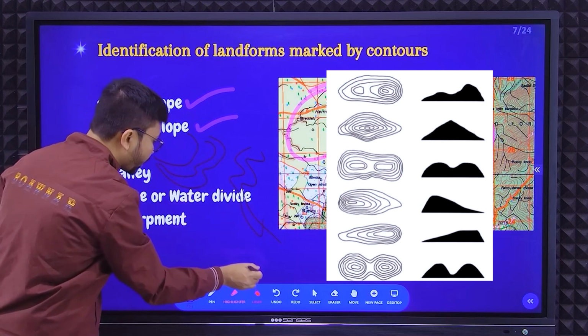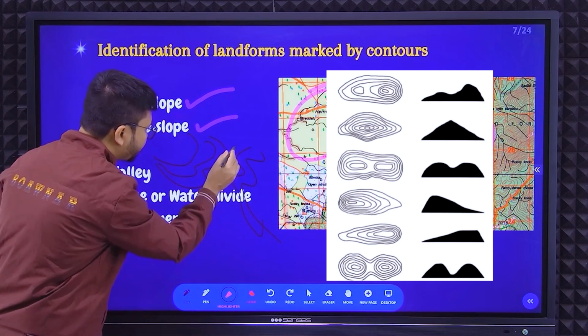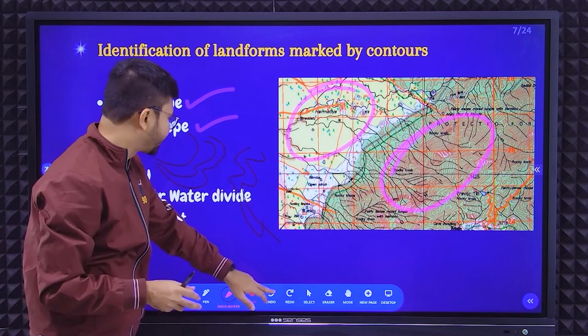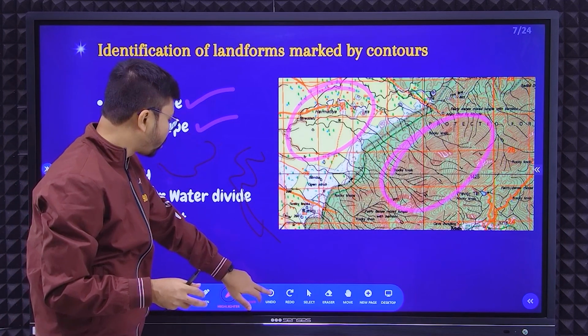So this portion will be considered valley. You will see the contour pattern like this. Next, you will see the ridge or water divide.